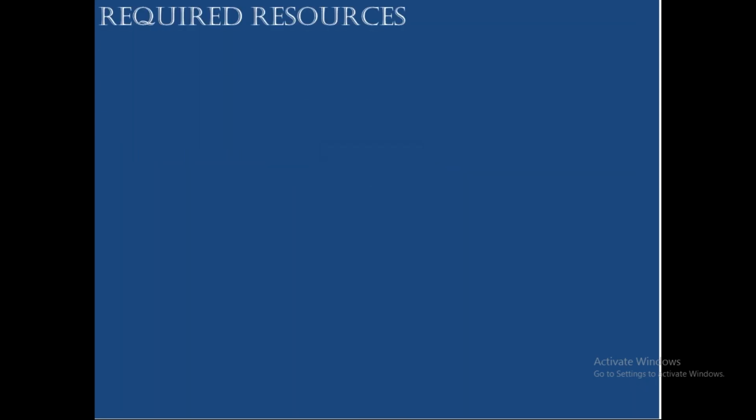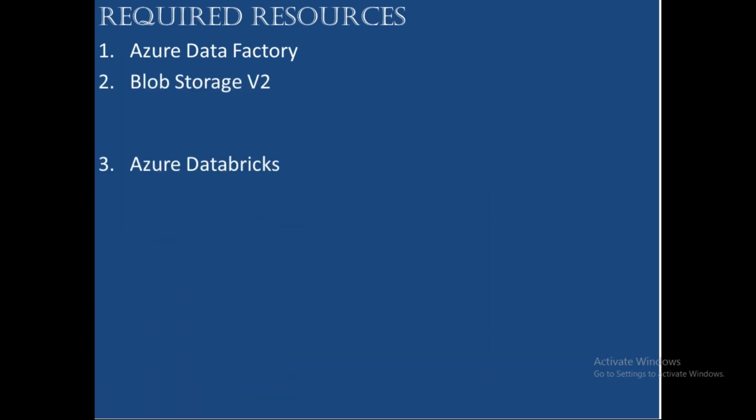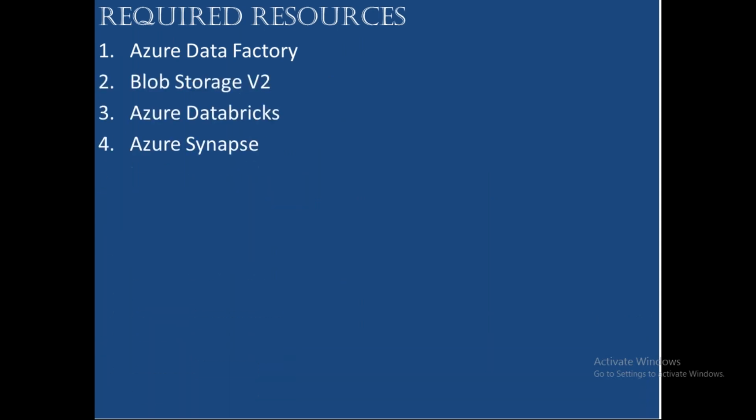Now you can see the required resources. We need Azure Data Factory, blob storage v2, Azure Databricks, and Azure Synapse. Azure Data Factory is the ultimate service that we need to do anything, right? Next, blob storage v2, where we are going to store our REST API data and processed data, the raw data and the processed data we will have here. The final data we are going to store in Azure Synapse.